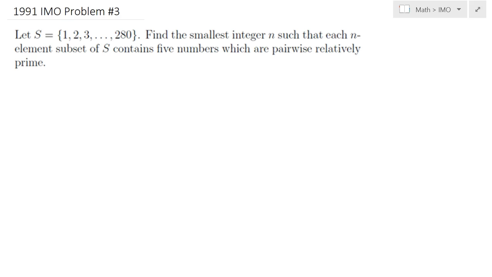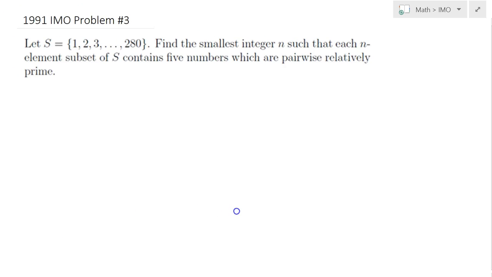Hello everybody, in this lecture we will be solving 1991 IMO problem number 3. Here is a view of this problem. We are given a set S with the following elements: 280 positive integers from 1 to 280.